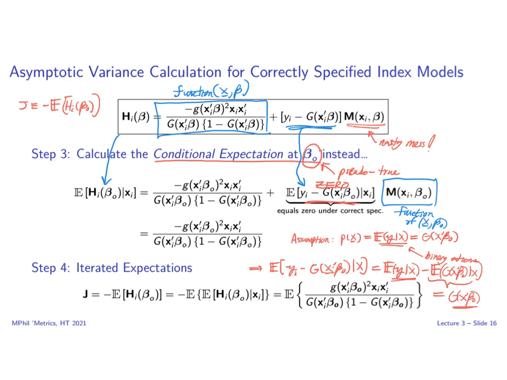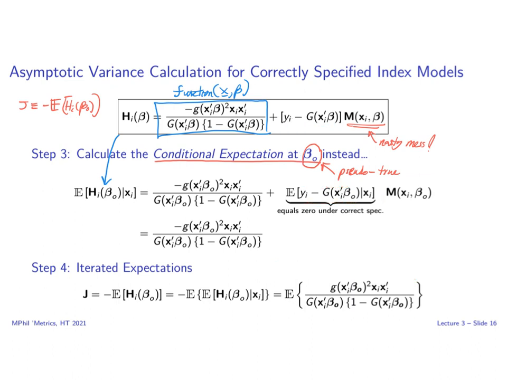So we see that we were able to avoid calculating that nasty expression M, and the way that we did it was by taking conditional expectations and very fortuitously arriving at a term that is a kind of residual, and the expected value of such a residual, conditional on x, is going to be 0.